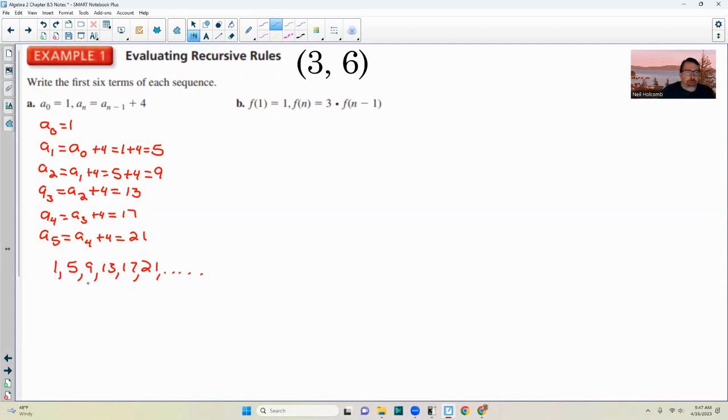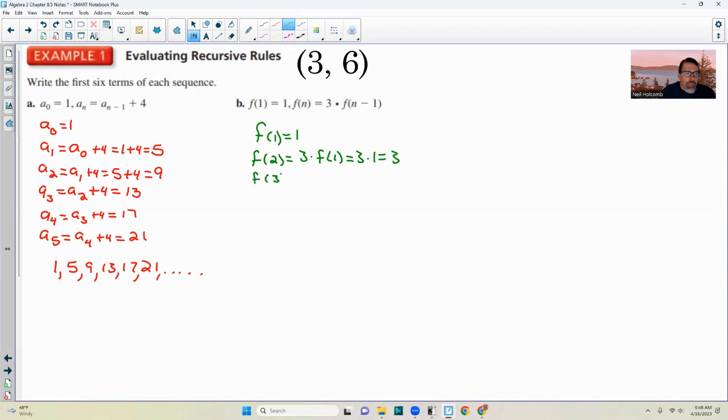Okay, so here we go. Here's the next one. So f of 1 equals 1. So f of 1, the first term, equals 1. F of 2 is going to equal 3 times f of n minus 1. Well, n is 2 in this case, so that'd be f of 2 minus 1, which is f of 1. So 3 times f of 1 equals 3 times 1, which equals 3.